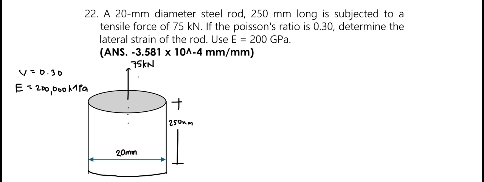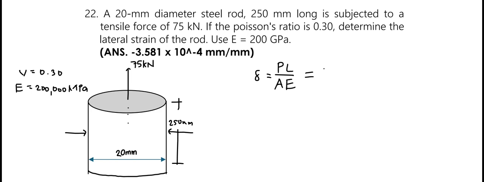From the figure, this 75 kilonewton tensile force will tend to elongate the rod. At the same time, it will also tend to deform the rod in the lateral direction, which will decrease its diameter. And to solve for the lateral strain, we first need to solve for the actual deformation. That is, the actual deformation is equal to force P acting in the longitudinal direction times the length divided by the area, or the cross-sectional area, times its modulus of elasticity.